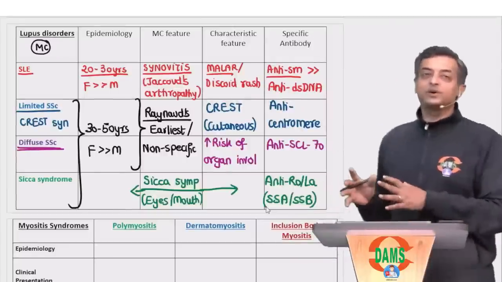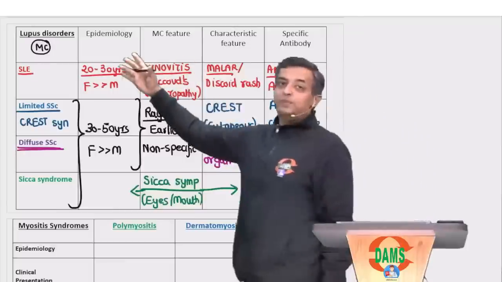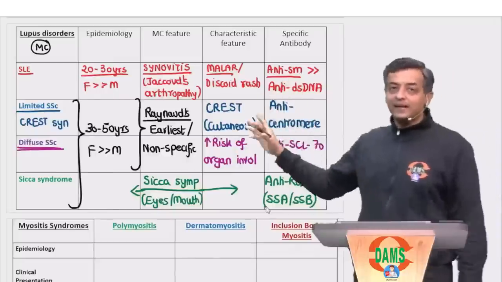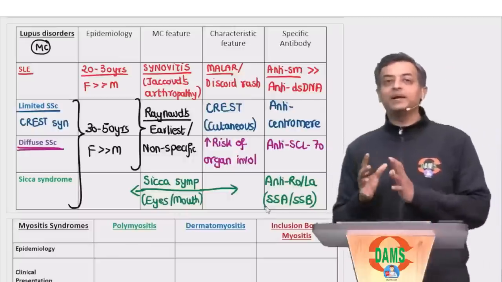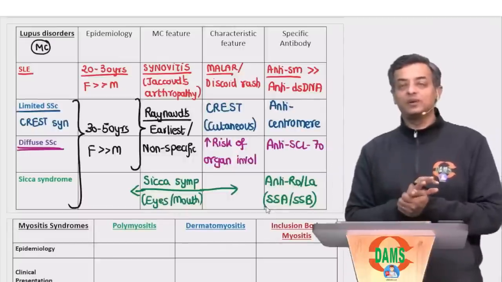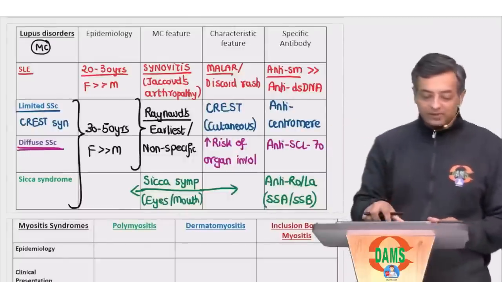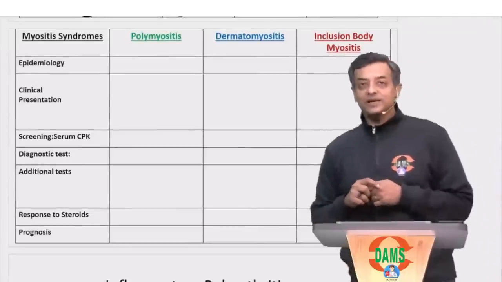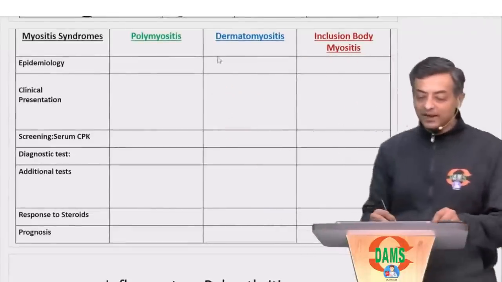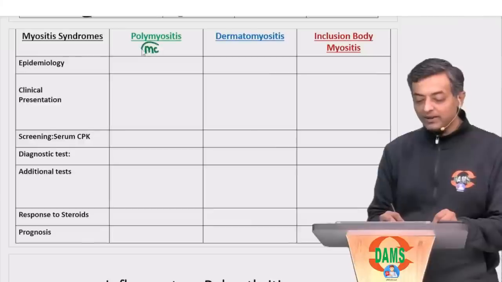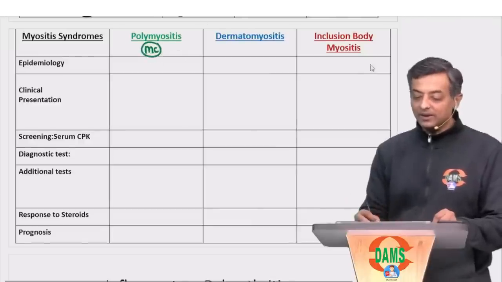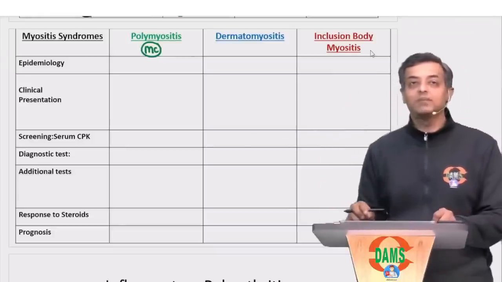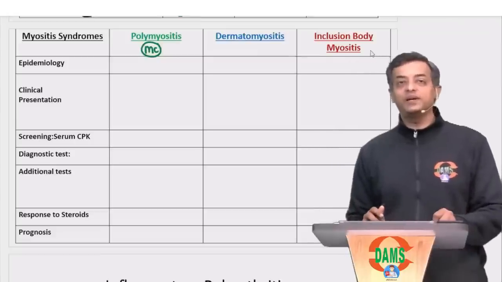So the most common rheumatology group is the lupus group of diseases. It is important to know the antibodies and characteristic features, which you can pick up in the exam, MCQ. But the next disease which is positive for ANA is the myositis syndrome. The most common myositis syndrome is polymyositis. The least common is inclusion body myositis.